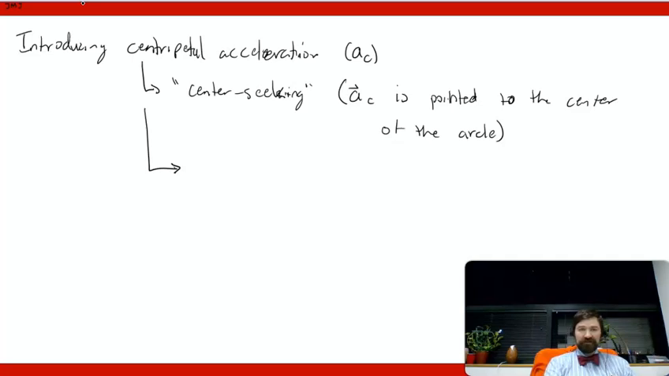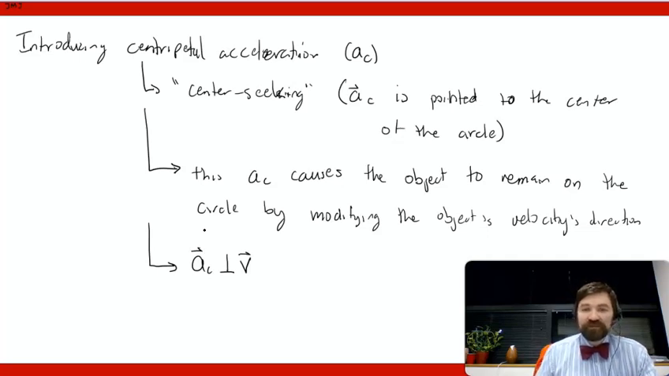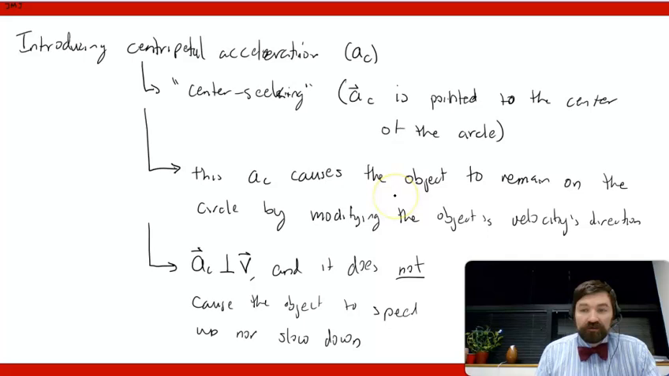It's the turning of the object. Since A sub c is perpendicular to V, tangential, and therefore to V, it doesn't cause the object to actually speed up or slow down. And that's neat, because it means that if you want the object to speed up or slow down, you have to introduce a different acceleration term, namely a tangential acceleration term that modifies the tangential velocity. So again, we're assuming that the object is just moving around on a circle of constant radius.